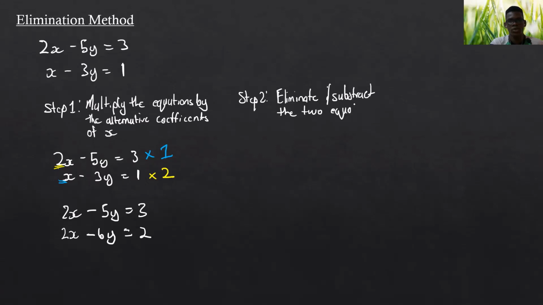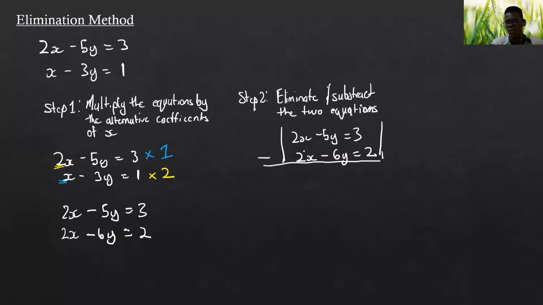So the next step is to subtract the 2 equations. Next step is to subtract those 2 equations from each other. So here we have the 2 equations that we just created: 2x minus 5y is equal to 3, and 2x minus 6y is equal to 2. I'm going to subtract these 2 equations from each other. Please subtract them like this. So this is where the elimination part of this method comes in.